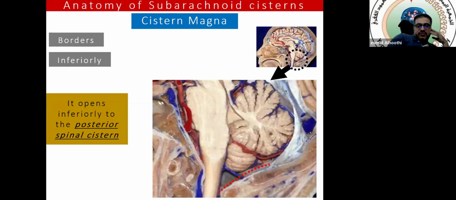The inferior communication between the cisterna magna and the posterior spinal cistern. So the communication, as we talked, there is communication anteriorly, superiorly, and to the posterior spinal cistern inferiorly.